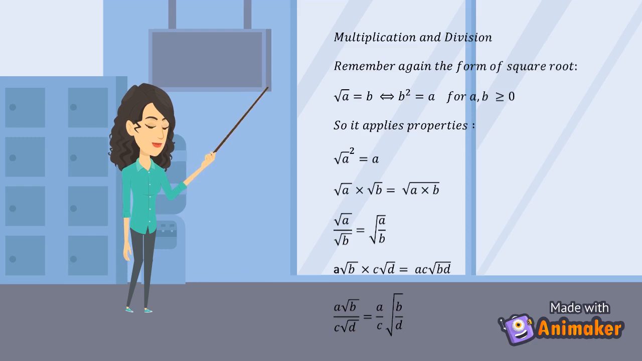over b. a square root of b times c square root of d equals a times c square root of b times d.